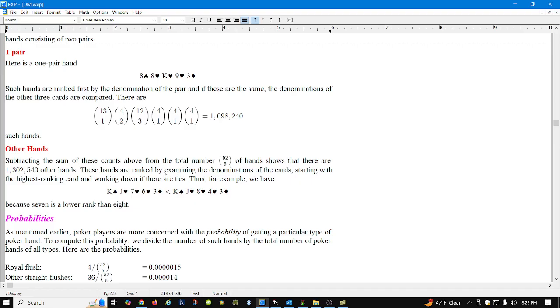Now, if we take the sum of all of those counts, subtract it from the total number, 52 choose 5, we'll get the number of, say, non-ranking hands. Now, they're still ranked by high card and second card and so on, but they don't have a name. There are 1,302,540 other hands.